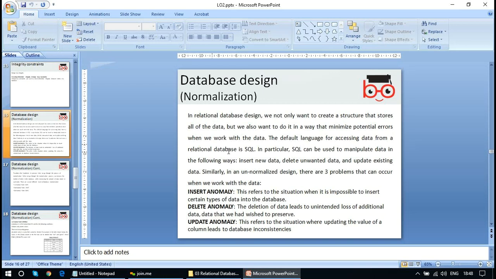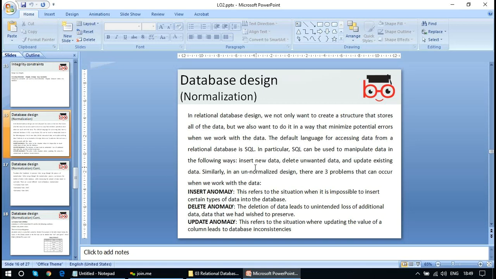The default language for accessing data from a relational database is SQL. When you create a database, you want to minimize the errors, and you want to access it through SQL, which is used to manipulate the data in the following ways. Normally, you insert the data, you delete the data, and you update the records. Certain problems can happen when you insert the data, when you delete the data, and even when you update the data.